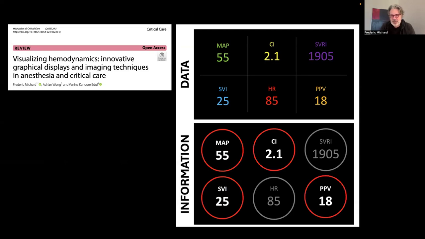Here, what we did is simply grey out heart rate and SVRI to highlight abnormal variables. And then it becomes, I would say, obvious that this is a situation where the blood pressure is low, the mean arterial pressure is low. This hypotension is obviously related to a low blood flow in a fluid-responder patient. So this is typically what we observe in patients with hypovolemic shock. So you see, just with a few visual tricks, we can turn data into information.